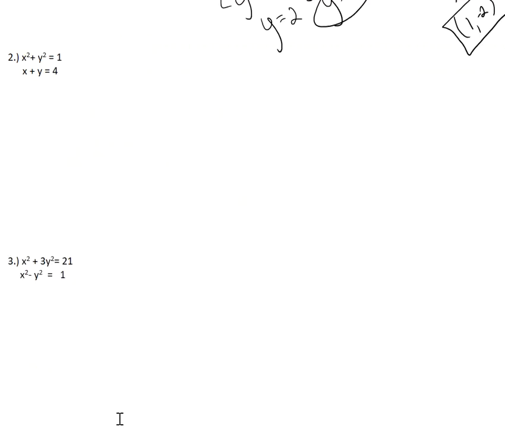If we look at number 2 and look at what kind of equations they are, the first one would be a circle and the second one would be a linear line. I'm going to do a very similar process by getting a variable by itself and then substituting it into the equation. So we're going to get (4 minus y) squared, and then we'll add it to y squared equals 1.